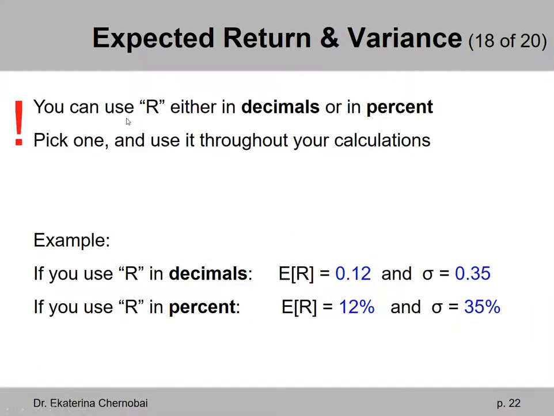You can do the calculations with all the returns and all the probabilities in decimals or in percent. Just pick one and use it throughout your calculations. Stay consistent. For example, if you use your returns in decimals, then your answers will be 0.12 for the expected return and 0.35 for the standard deviation. If you instead used your returns in percent, then the same calculations will instead give you 12% for the expected return and 35% for the standard deviation.